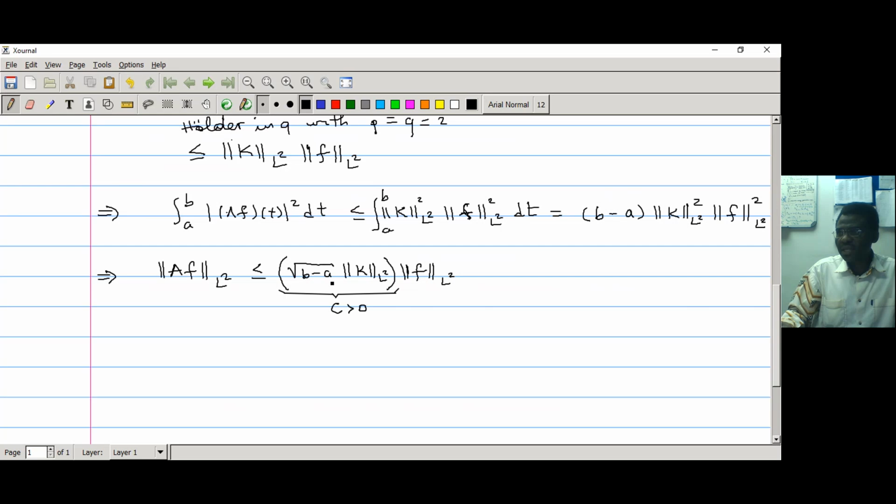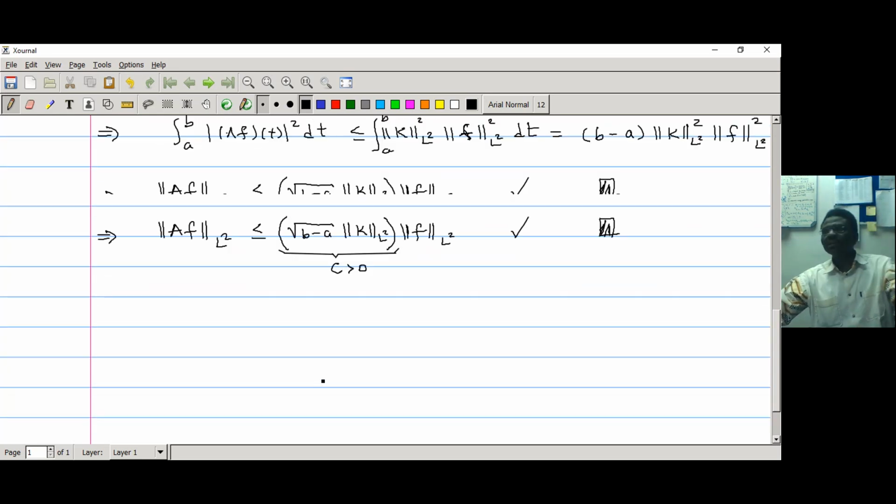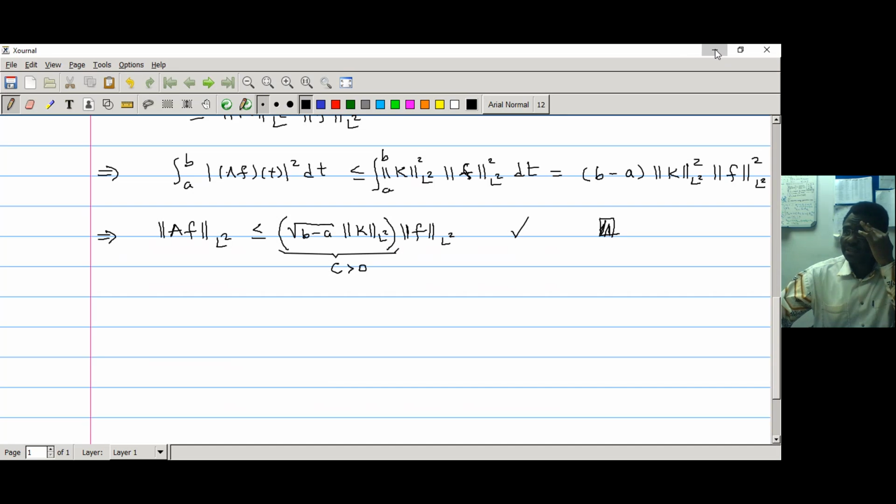Because b is greater than a, so this is positive, and this operator norm is greater than 0 because it's not identically 0. Remember that a norm is 0 if and only if the operand of the norm, that is the function under the norm, is 0. But k as defined is not 0, so that's positive. And that is it. We are done. So this concludes the proof, I mean, what we wanted to show. It's continuous because of that, so it's bounded.